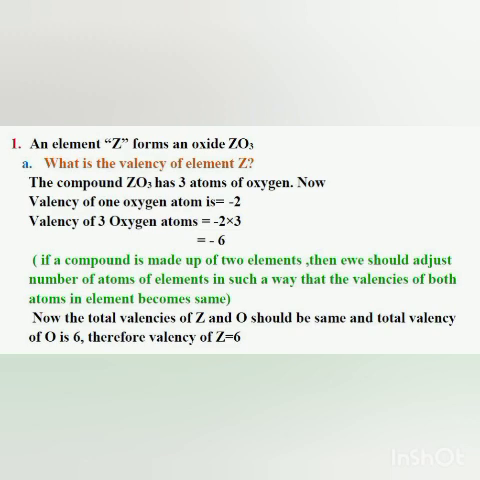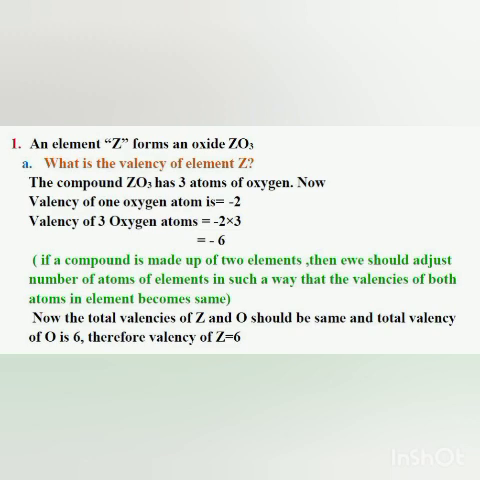Now the valency of oxygen atoms is minus 6 and the valency of Z, what is the valency of Z? The valency of Z is also 6. Why? Because I told you the valencies of the atoms of different elements have to be the same. In a compound, it does not happen that the valencies of the atoms are not the same. So what we do, we adjust the atoms. So here the oxygen atoms have a valency of -6.